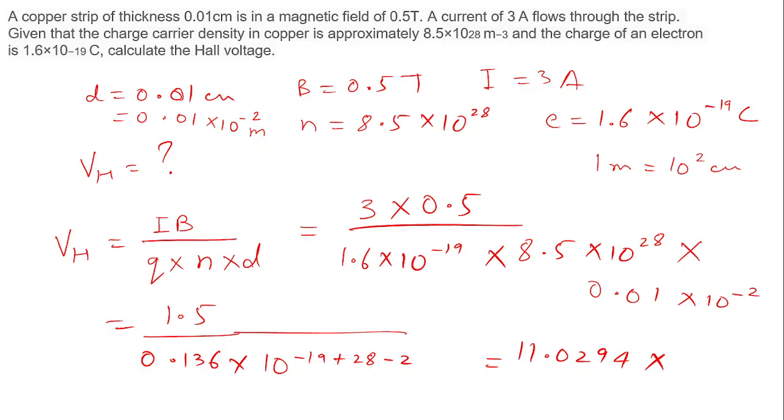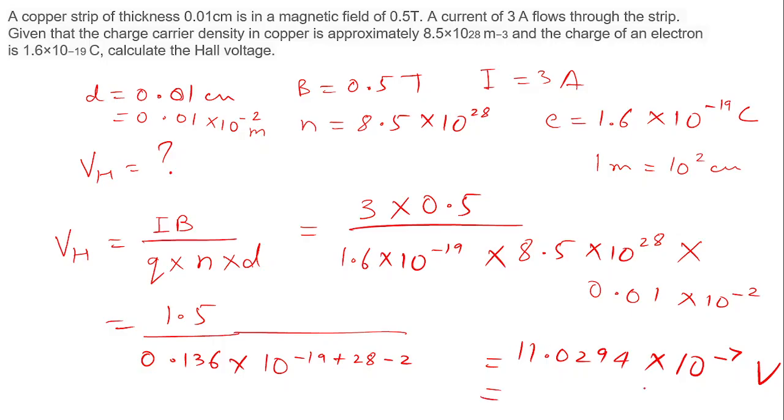Minus 19 plus 28 minus 2, that is 10 to the power 7. When it comes into the numerator, it will become 10 to the power minus 7 volts, because it's voltage, everything is in volts, and this is the answer.